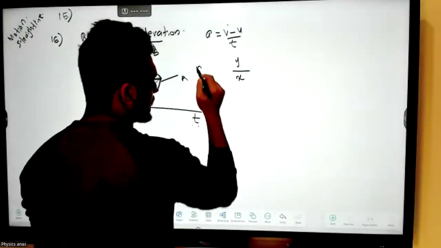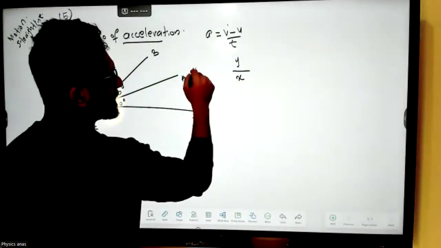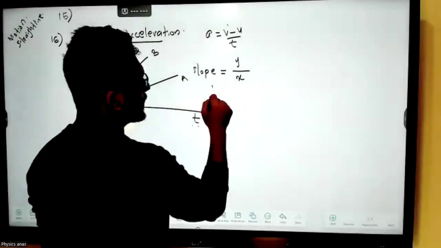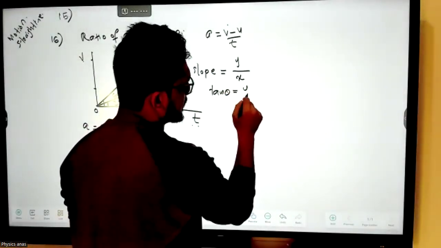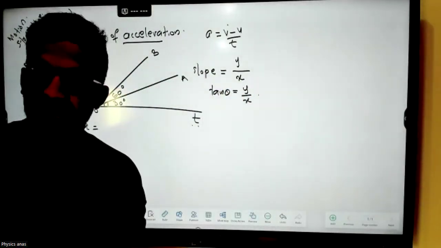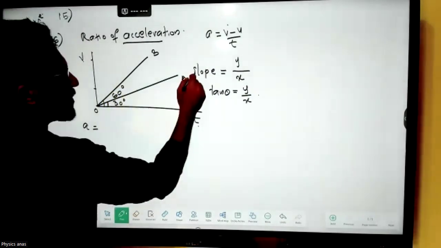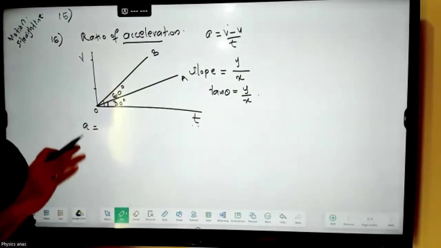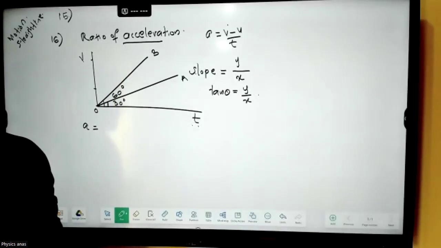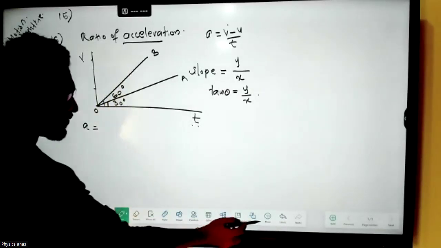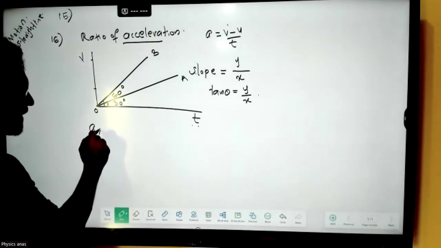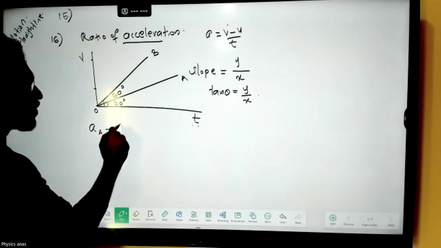What is this y by x? Y by x is slope. Slope is y by x, or tan theta is y by x. So if you find the slope of the graph, you will get acceleration. So acceleration of A will be what? Acceleration of A will be the slope of A.